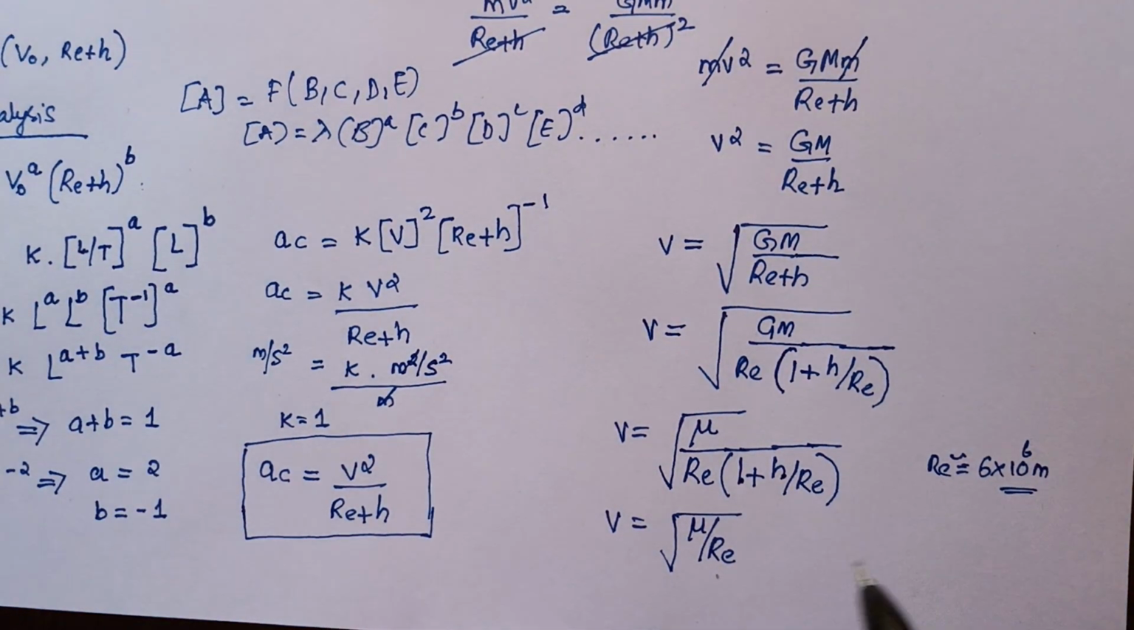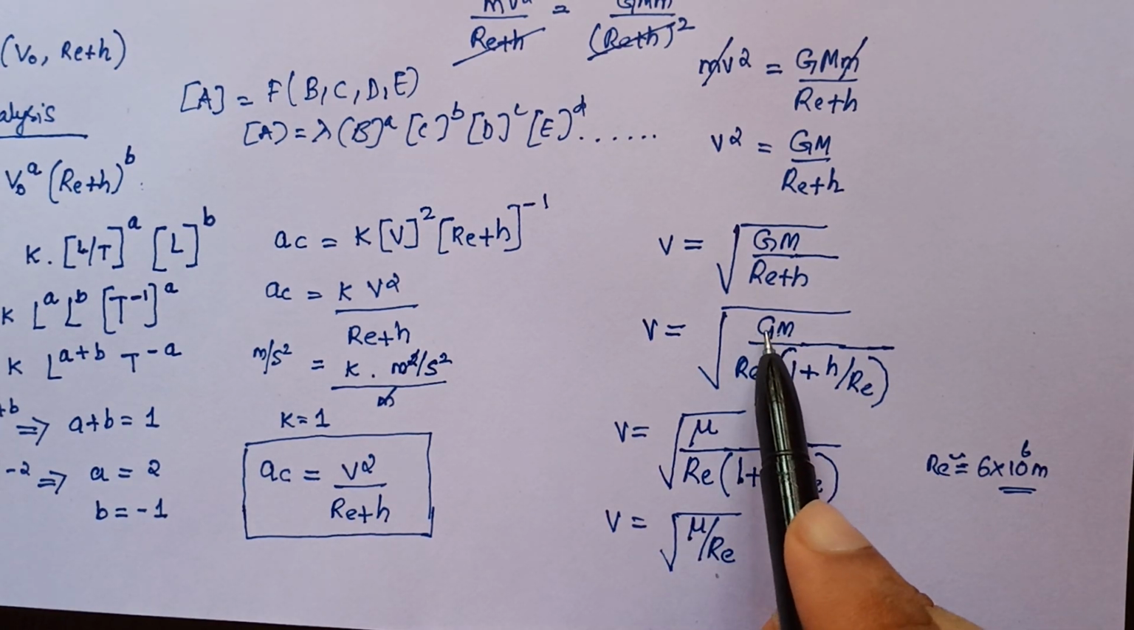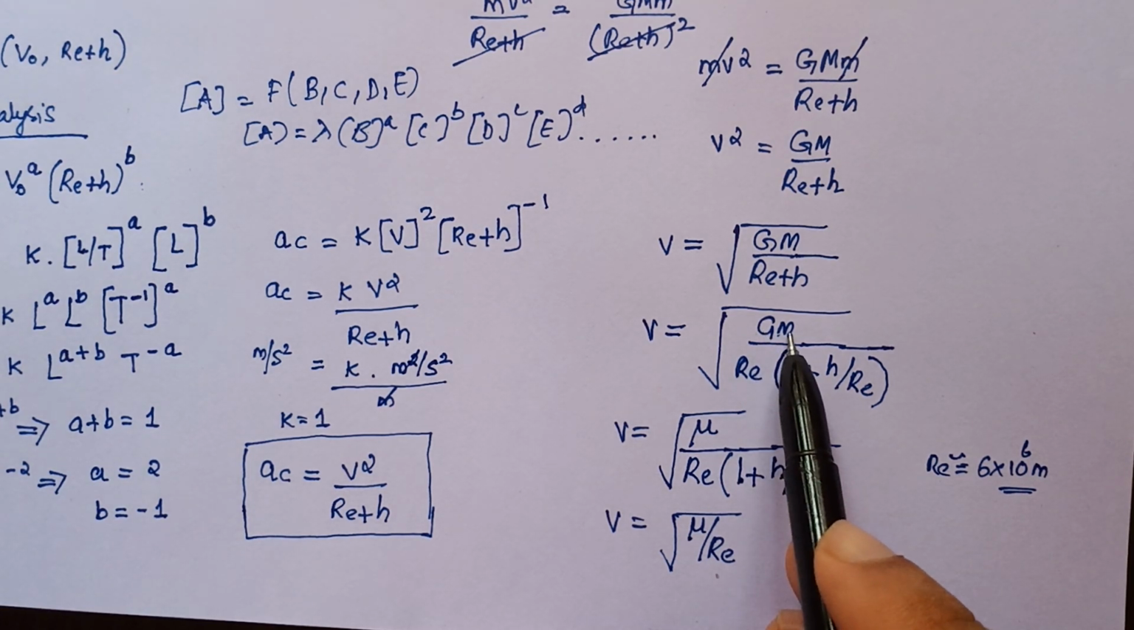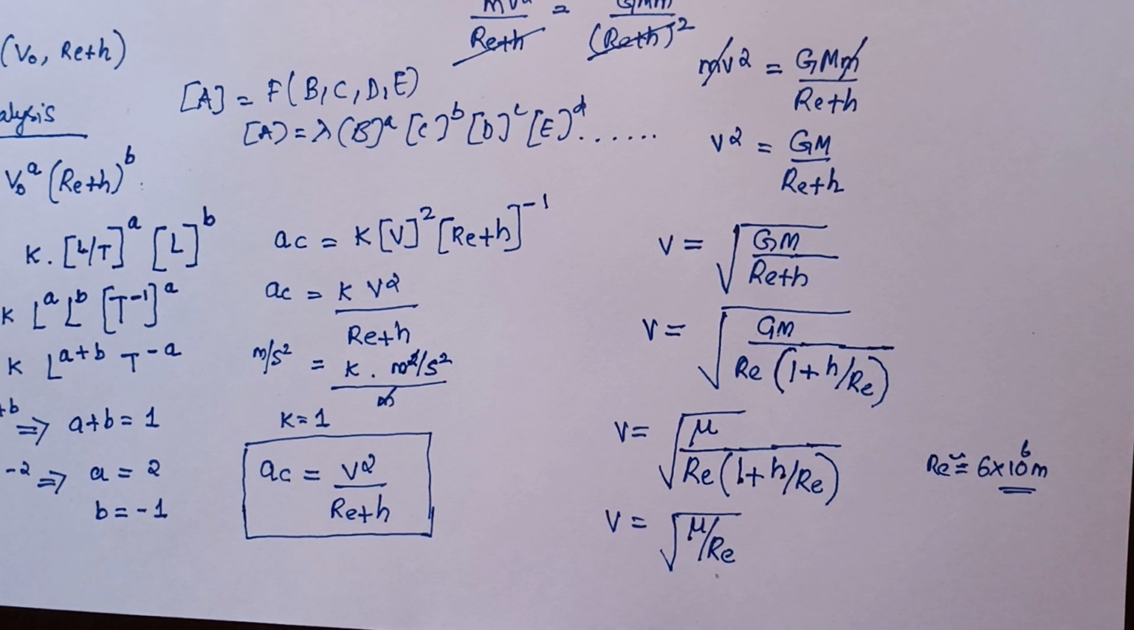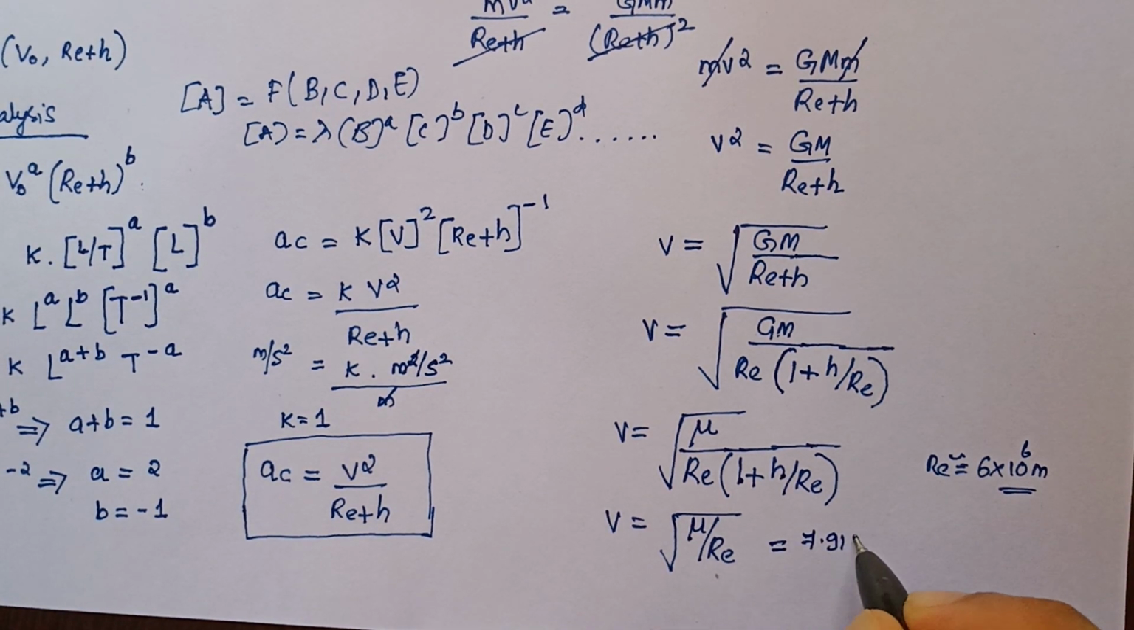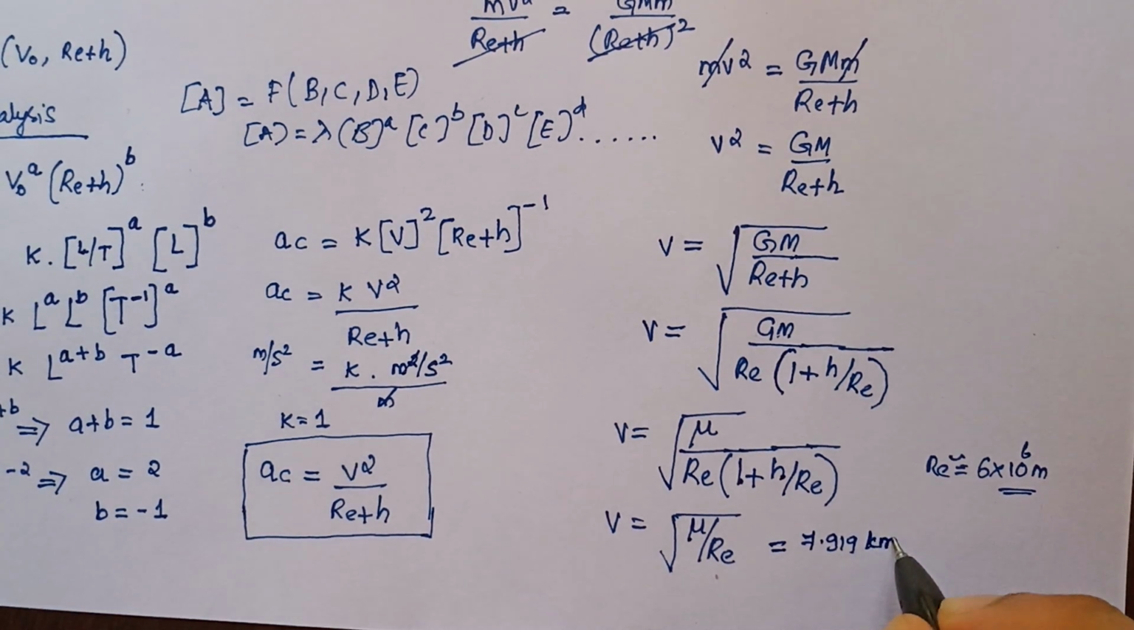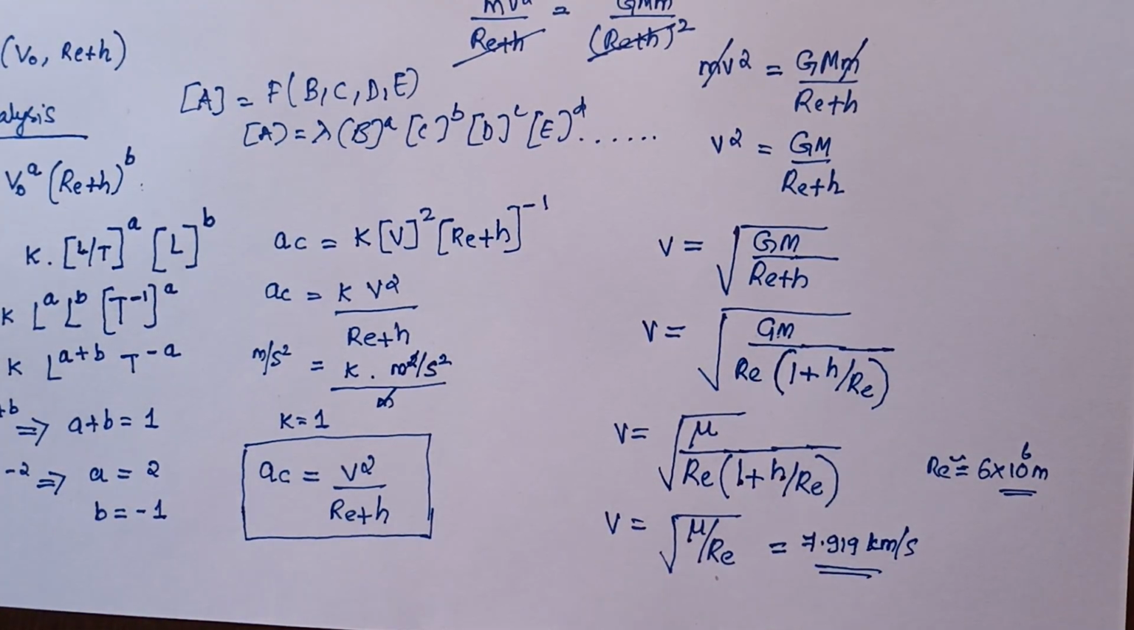Normally for Earth we have the radius of the Earth and mu, the gravitational parameter, which is again a product of the gravitational constant and the mass of the Earth, divided by Re. So this tends to be almost 7.919 or something kilometers per second. This is the expression for the orbital speed, which is given by root of mu divided by Re.